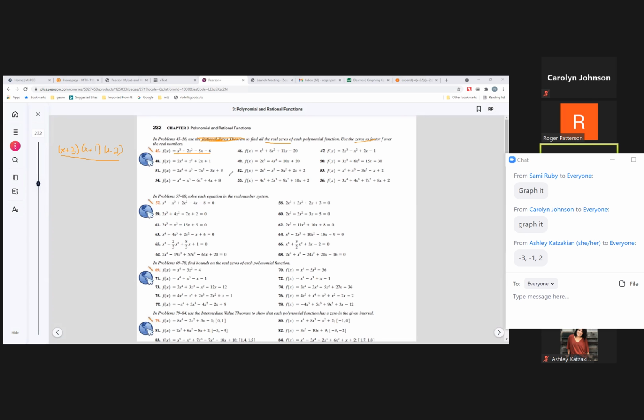Let's see what else we got here. 57 through 64. Solve them. Again, going to graph them. Type them in, graph them, put down the x-intercepts. You don't have to just write it down. Again, you're just graphing. 69 through 72. Find the bounds. Okay, let's do one of these. So let's graph this.